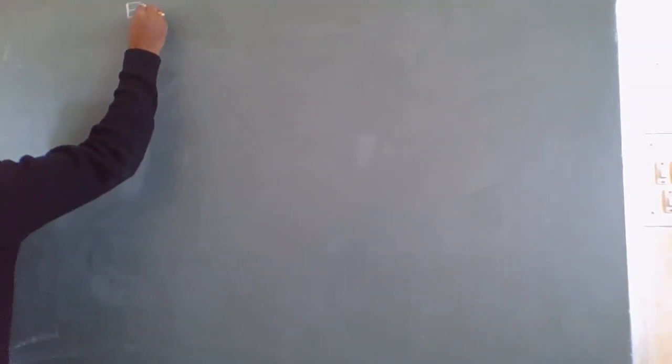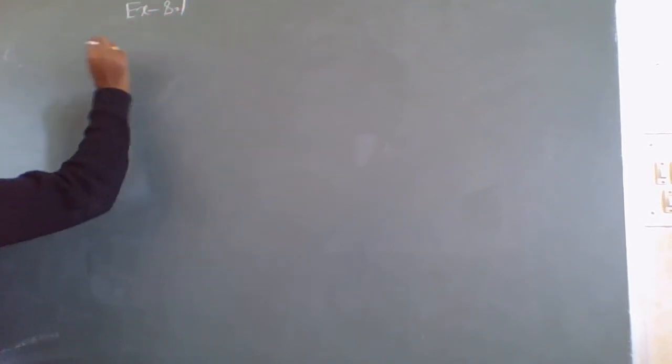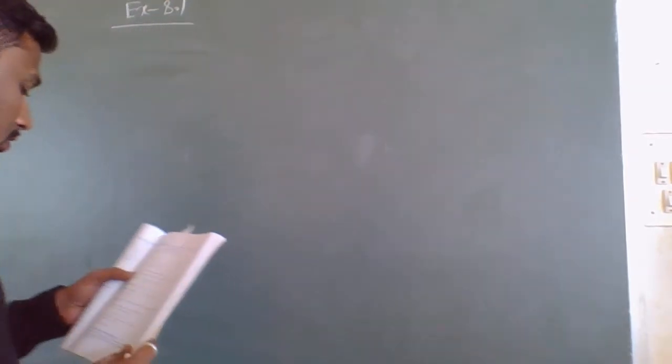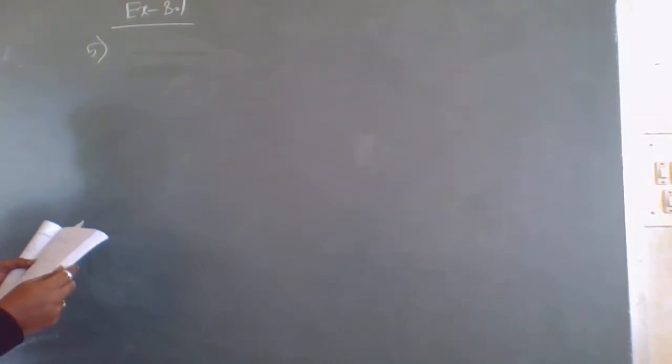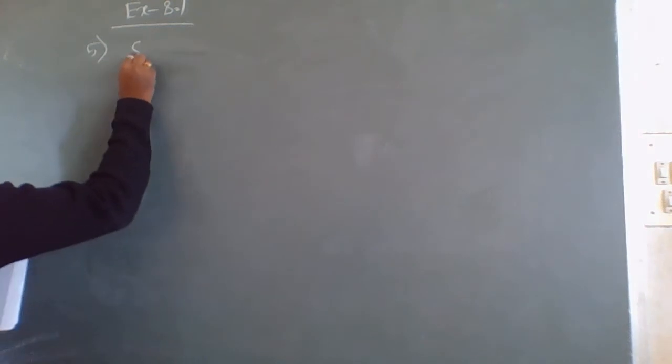In the previous class we completed the fourth problem of exercise 8.1. So now I will continue with the fifth problem of exercise 8.1. Here in the fifth problem, they have given that sec theta is equal to 13 by 12.